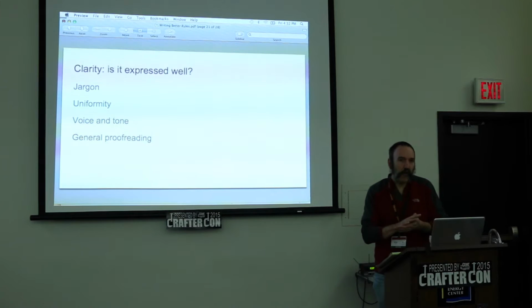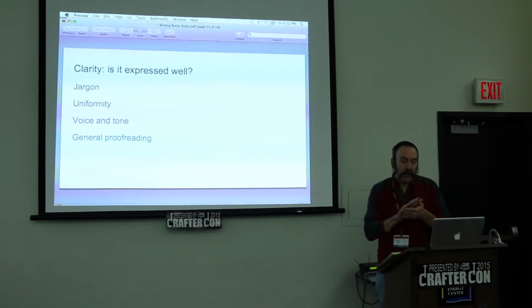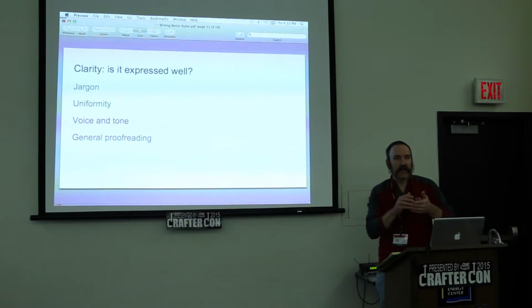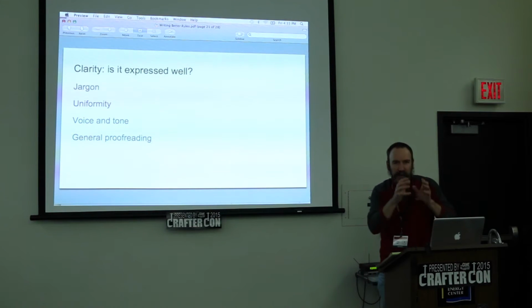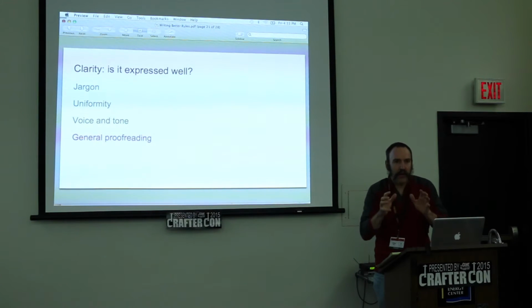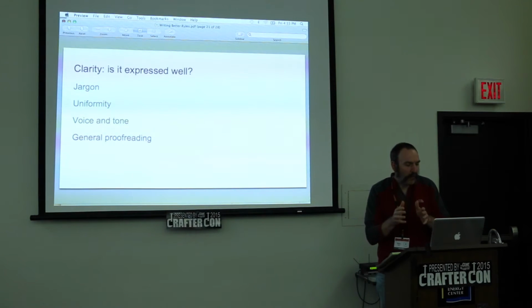Rules should have uniformity. The same action, the same item in the game should always be referred to as the same thing. So if you have resources, always call them resources. Don't call them goods and resources and treasure interchangeably. Just pick one term and stick with that throughout the whole set of rules. Voice and tone. There's been a lot of discussion on Facebook groups and elsewhere about second person versus third person.